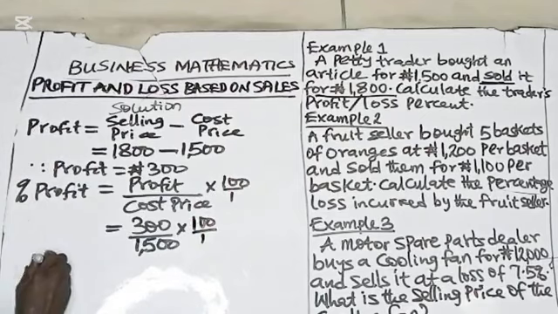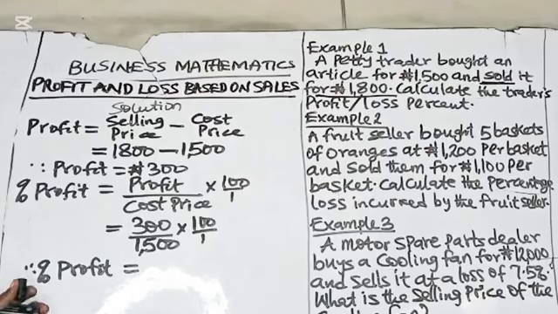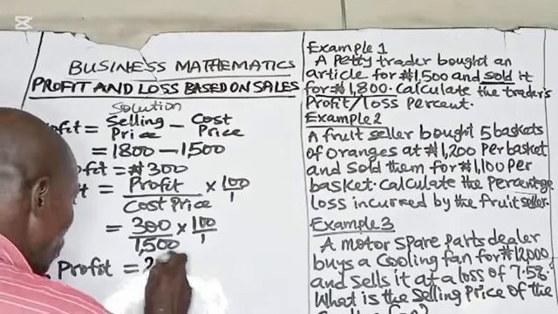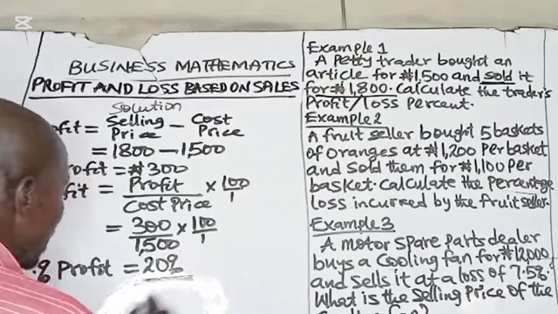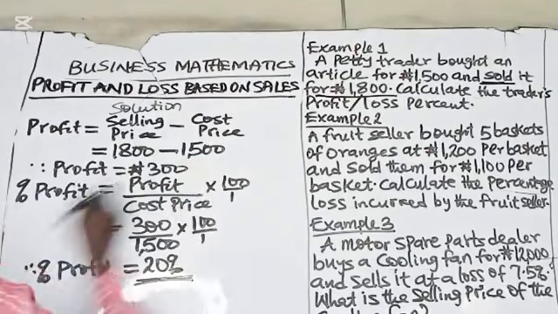Therefore, we have the percentage profit of 300 times 100 divided by 1,500. That gives us 20%. So we have a percentage profit of 20%. That is the solution to example 1.